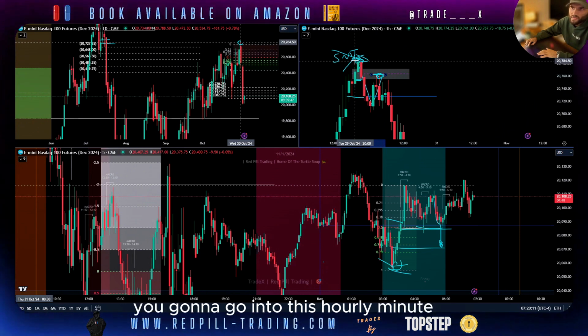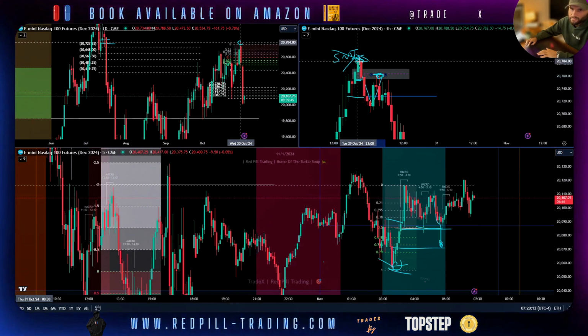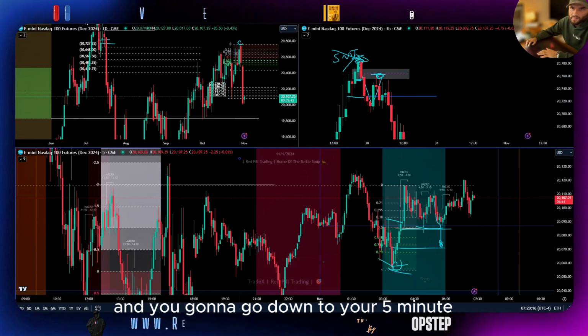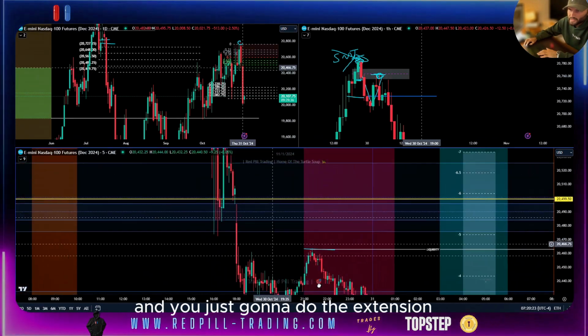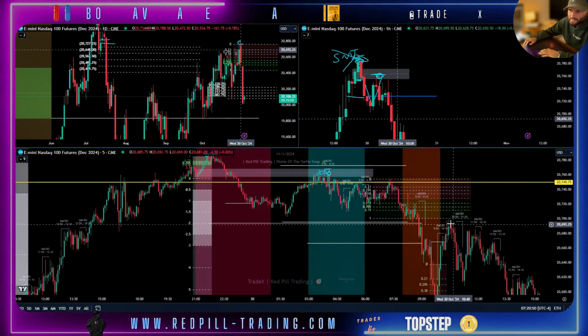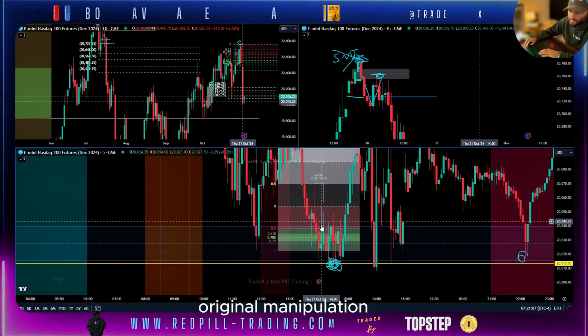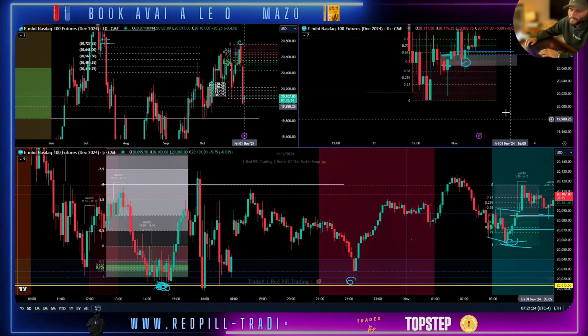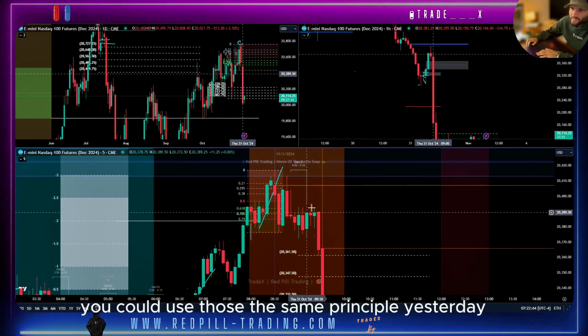So what you're going to do is go into this hourly manip, and go down to your 5 minute, and just do the extension, the X levels extension off the 5. Always 2SD. Original manipulation, 2SD. Make sense? You could have utilized the same principle yesterday.